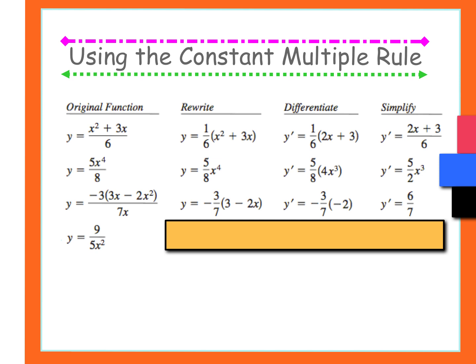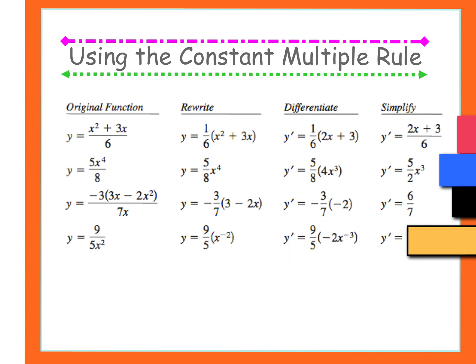How would you think of this 9 over 5x squared? 9/5 times x to the negative second? Exactly. So you don't want to think of that as x squared. You want to think of that as x to the negative second, and then go from there. A lot of the times, yes, things might look like a quotient and you have to use quotient rule, but you can manipulate them a little bit to make your life a little easier.